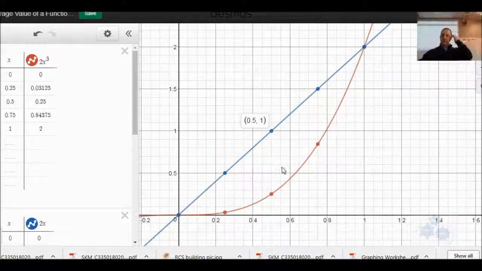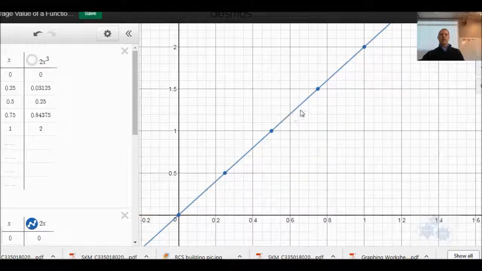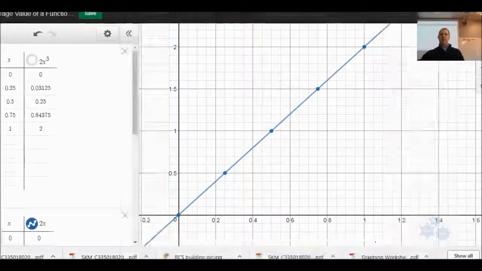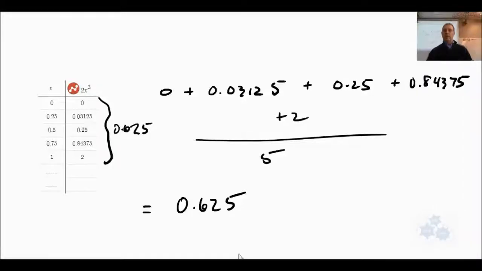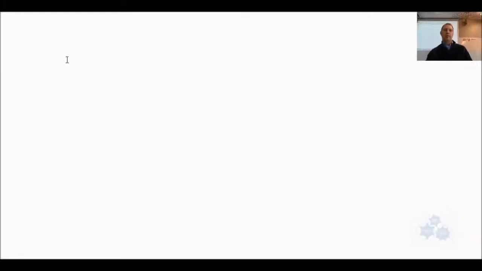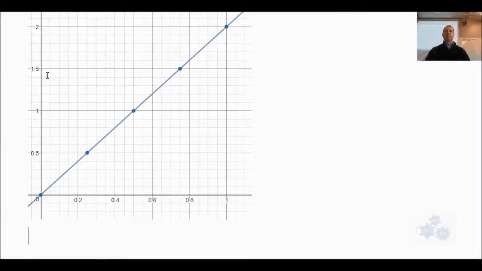What's another way to look at this? Okay. Another way to look at this, if we just take a look at this graph right here, and again, I'm just going to clip this graph out and bring it into my notes so I can show you this. All right. So the average value of a function.